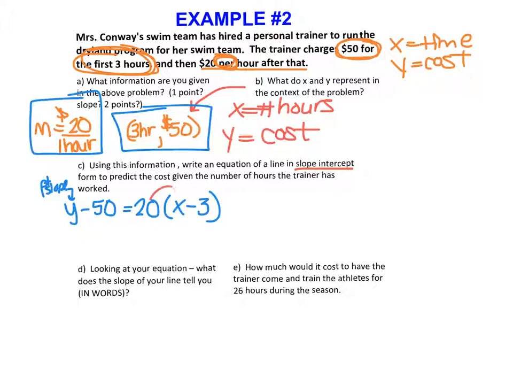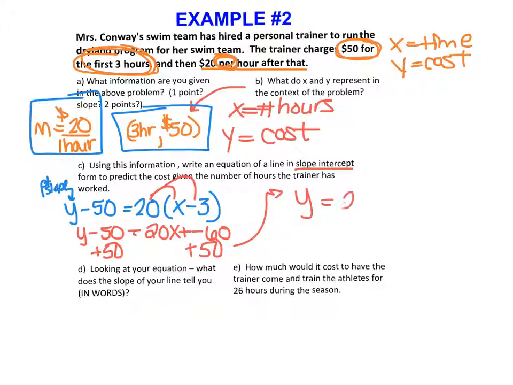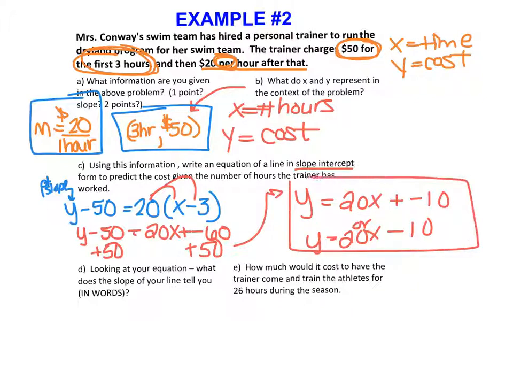So I start by distributing to get rid of the parentheses. So I have y minus 50 is equal to 20x plus a negative 60. Then from here, I add 50 to each side. So I end up with y is equal to 20x plus a negative 10, or you can have y equals 20x minus 10. Those are both the same statement, so either is fine.